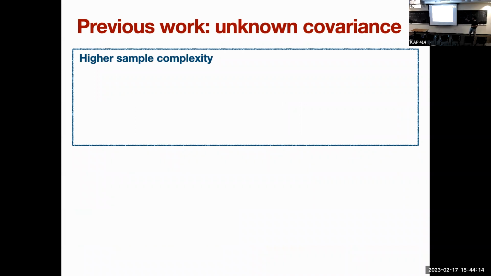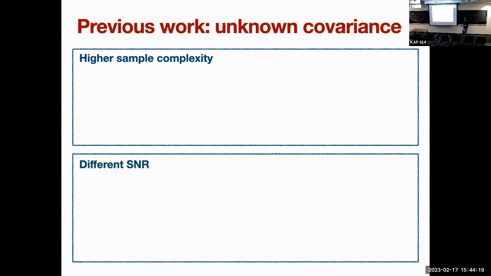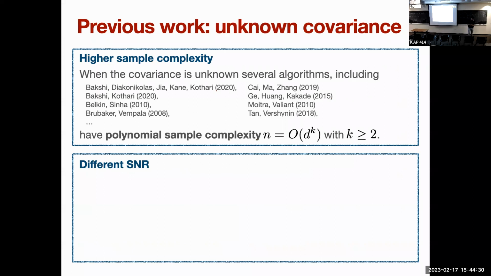Cool. Now there is this other line of work that assumes that you don't know the covariance. One line of work is happy having higher sample complexity, and another line of work uses a different kind of signal to noise ratio. The higher sample complexity part usually has a sample complexity that is some polynomial. These are also very beautiful ideas that might tackle even harder cases than the one that we're considering here, but they're happy having polynomials. Sometimes the polynomial is d to the 100. In any case, it's always higher than square. So it's, again, a no-go for us.